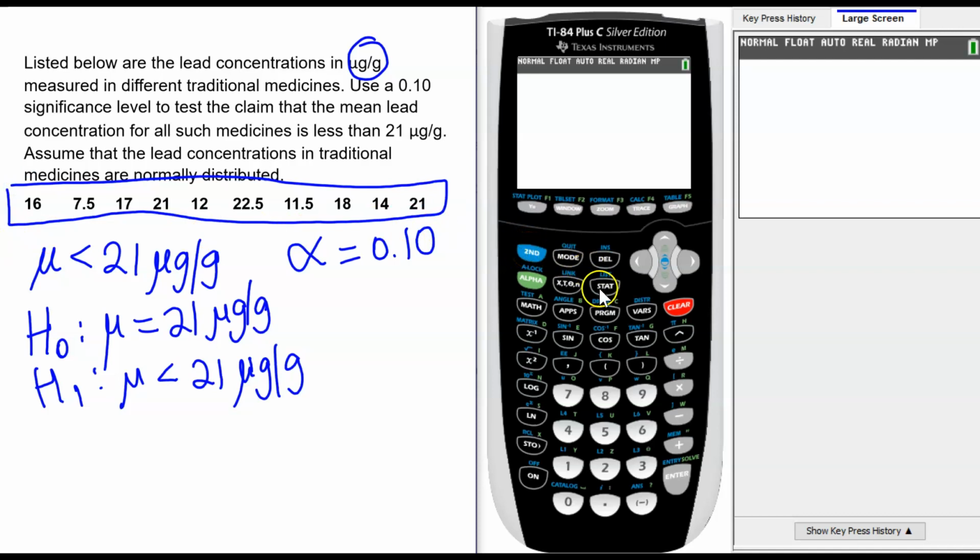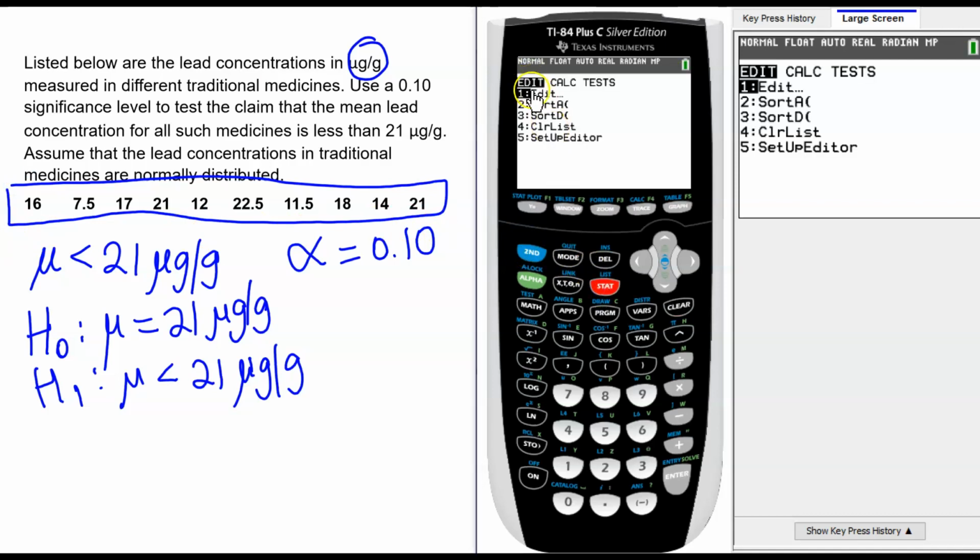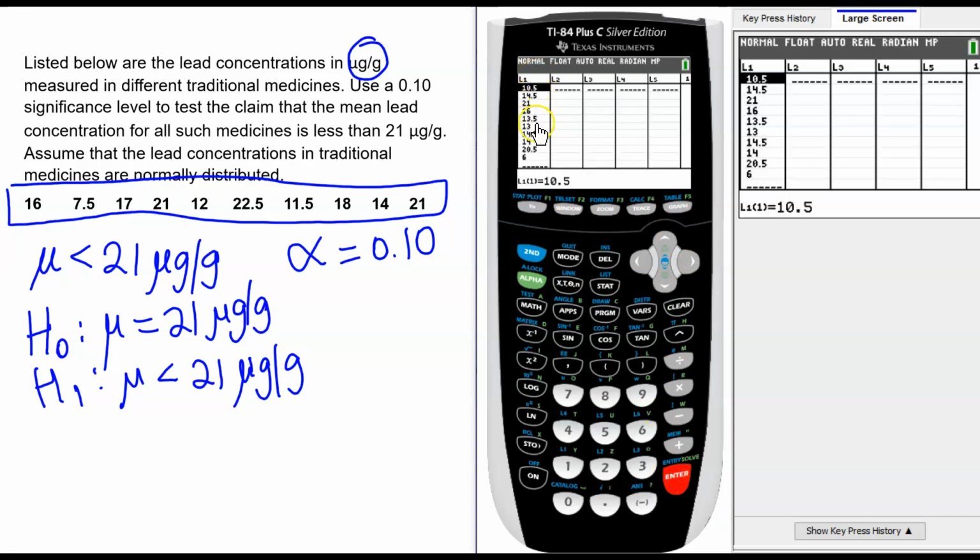To enter it in the calculator, go to Stat, then click Edit, and enter these data values in your calculator. If you have any other values, for example, I have some other values from another problem, I'm going to clear the whole list. Go to L1 and then click clear, enter. This will clear up the whole list. And let's start entering the data.